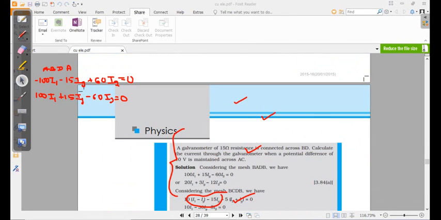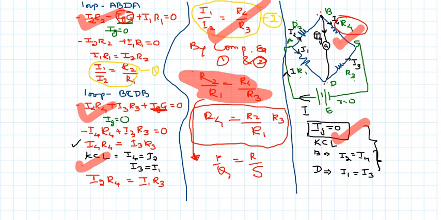In the next session we will go through the idea of the meter bridge, which is an application of the Wheatstone bridge. That apparatus works on the principle of the Wheatstone bridge. We'll go through that in the next session. Okay, thank you.